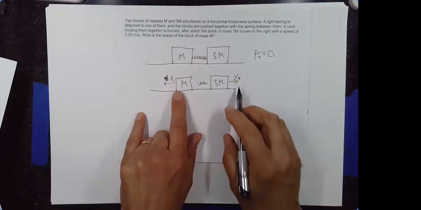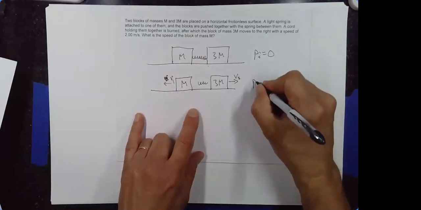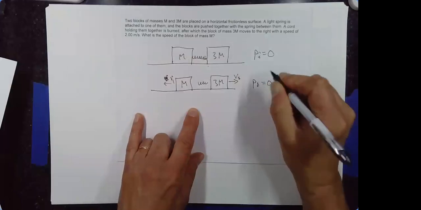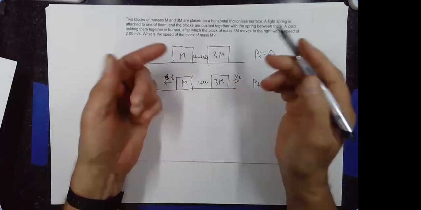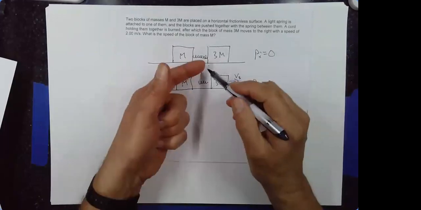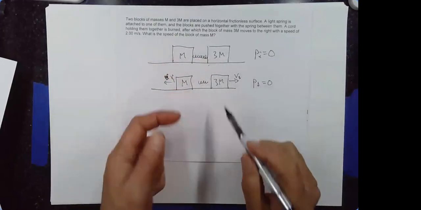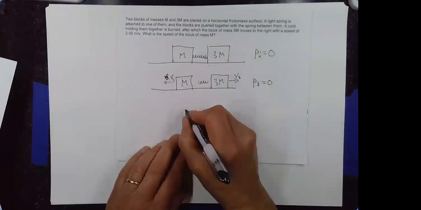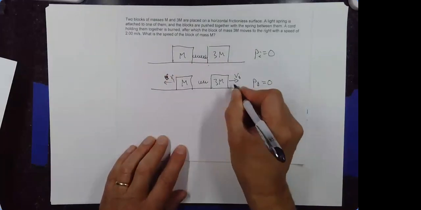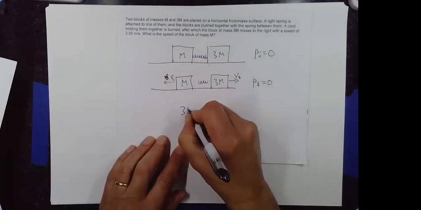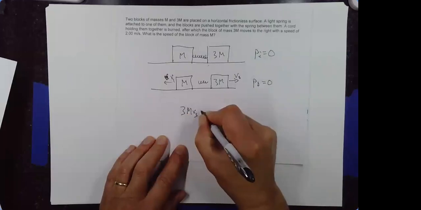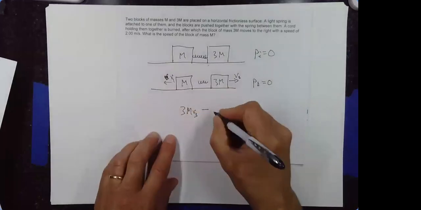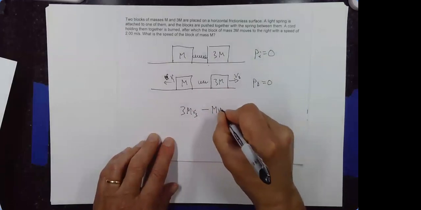Okay. And so that's what we have, and P final is equal to 0. You had no momentum before the separation, and you'll have none after the separation either, which means the momentum of this one, which is 3m times v3, minus this one, which is m times v1, combine to give you 0.